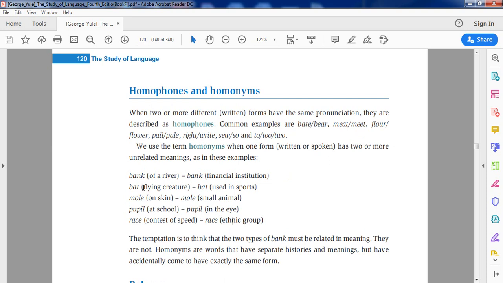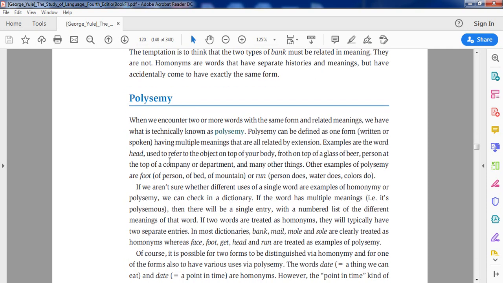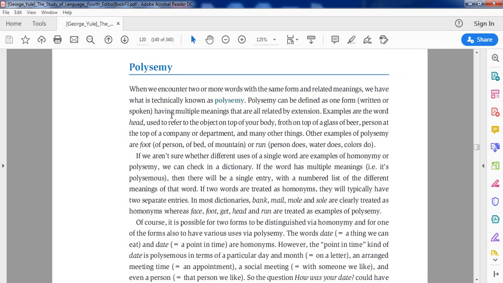So we have to be careful. Why? Here we have two or more unrelated meanings. This is the opposite of polysemy, in that polysemy has two or more words with the same form and related meanings. So in homonyms, two or more words with the same form have unrelated meanings. But here in polysemy, we have related meanings.